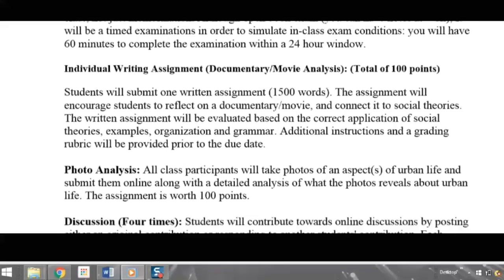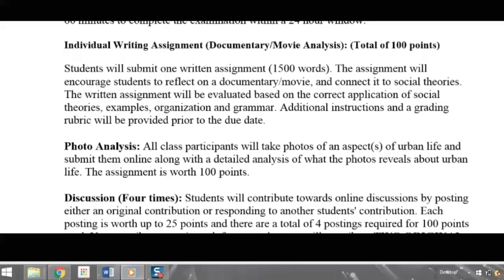An individual writing assignment is another method of assessing what you're learning in this class. You'll see that students will submit one written assignment, 1,500 words. This translates into approximately 5 pages, double-spaced, APA format. This, of course, does not include the references page or the title page. The assignment will encourage students to reflect on a documentary or a movie and connect it to social theories, and the written assignment will be evaluated based on the correct application of social theories, examples, organization, and grammar. Additional instructions and a grading rubric will be provided prior to the due date.